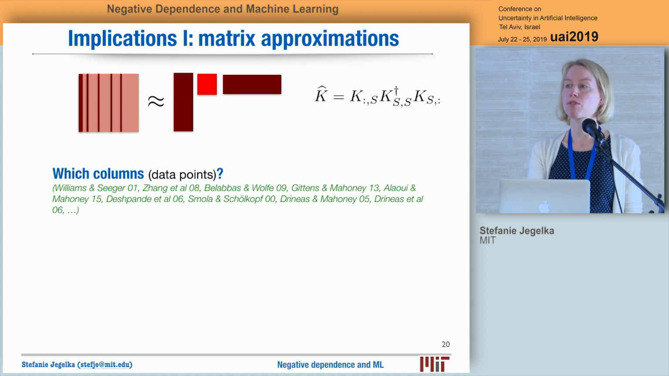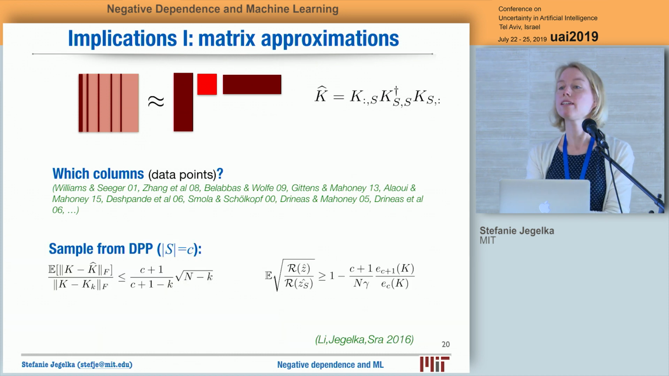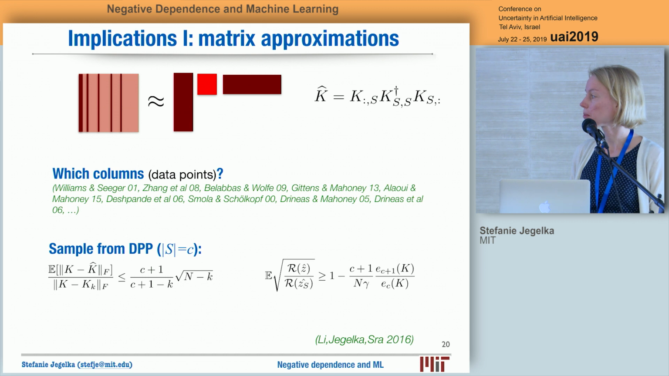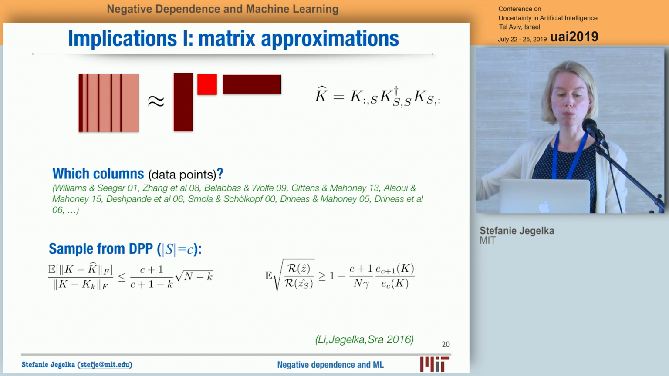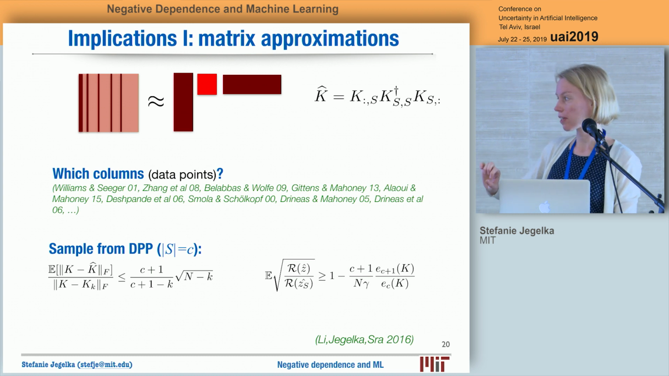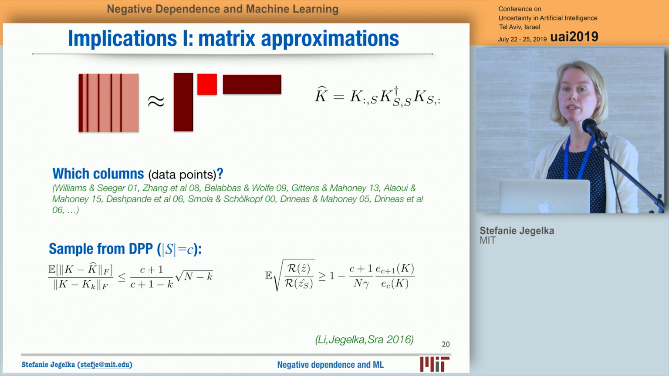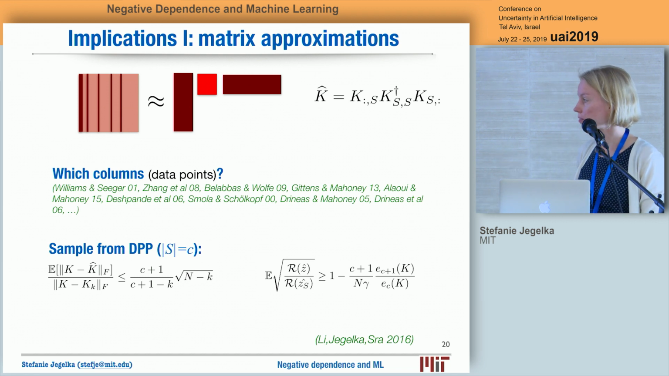So we could sample them from a DPP with a constraint on the cardinality. And indeed, if you do this, you get reasonable approximation bounds both for the matrix approximations and, if you say this is a kernel matrix, for kernel learning, for the risk, if you actually do learning with it. And I won't go into detail about these bounds.